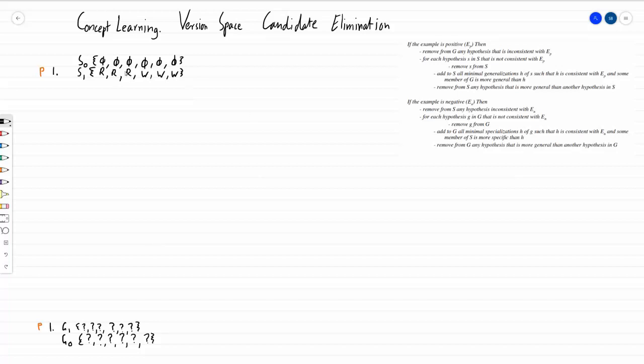Then let's move on to our second case. Now we have another positive example here. So with this, we're really going to be again looking mainly at our specific, but first and foremost, remove anything from G that is inconsistent with it. Again, we're accepting everything, so I'll mark that as the same. So this one going ahead is still accepting everything.